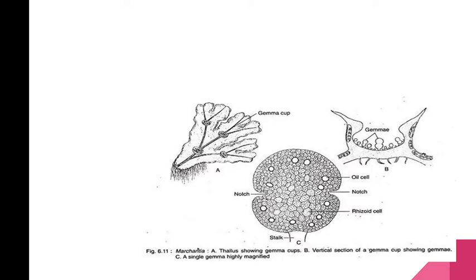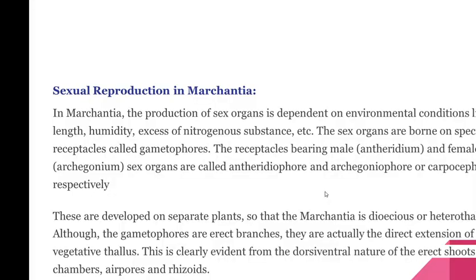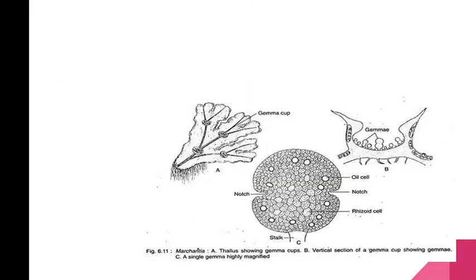So this is the gemma cup. The TS of a gemma cup looks like this. These are the gemmae. Each gemma looks like this shape. These are the notches. From these notches, the germinating cells develop. From each gemma, two plants are developed. This is the vegetative propagation in Marchantia.